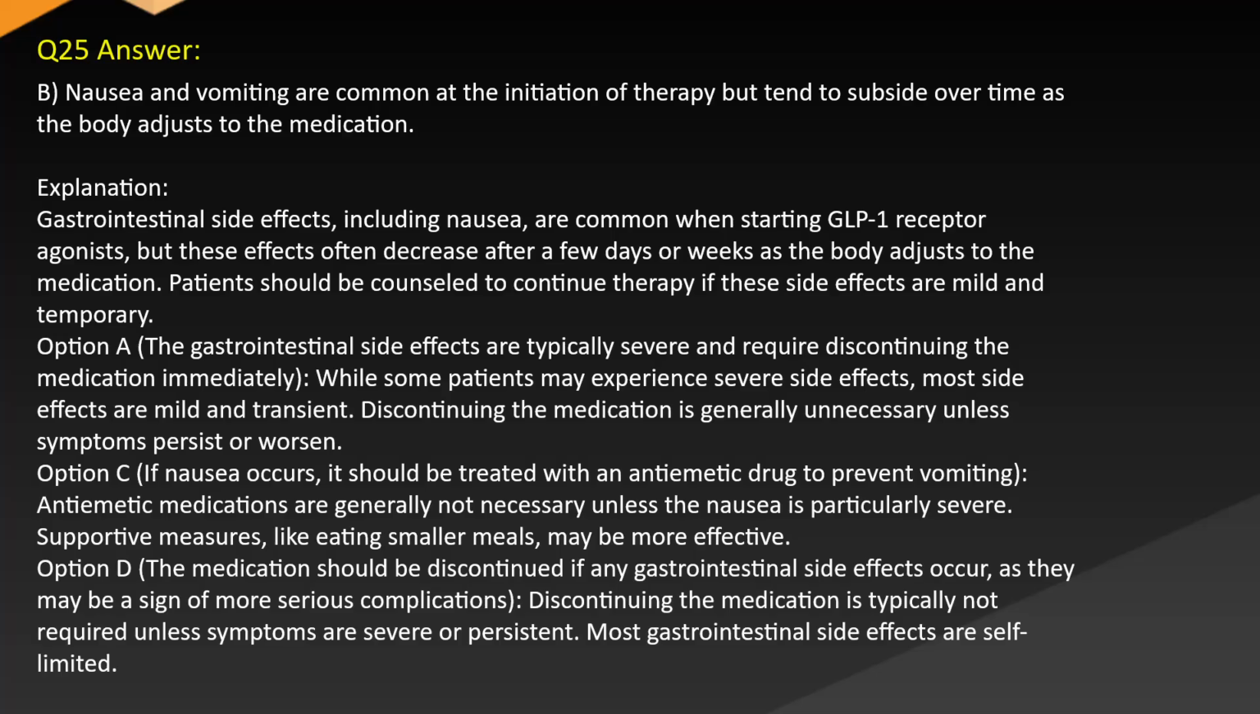Option C. If nausea occurs, it should be treated with an antiemetic drug to prevent vomiting. Antiemetic medications are generally not necessary unless the nausea is particularly severe. Supportive measures like eating smaller meals may be more effective. Option D. The medication should be discontinued if any gastrointestinal side effects occur, as they may be a sign of more serious complications. Discontinuing the medication is typically not required unless symptoms are severe or persistent. Most gastrointestinal side effects are self-limited.